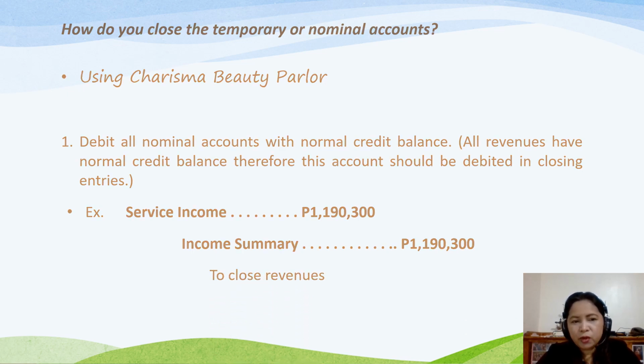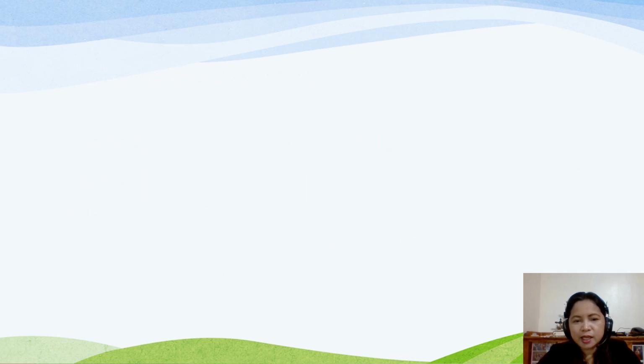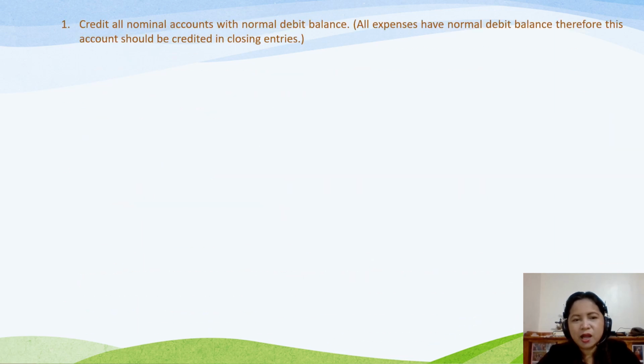The step 2 for closing entries is to close the income statement accounts with debit balance, and these are the expenses. So all expenses have debit balance in the normal side, so this shall be credited to be closed because debit minus credit is equal to 0. So that you can notice that after posting the closing entries in the general ledger, all income account titles and all expenses account titles shall have 0 balances. So to close the expenses accounts, you have to credit them.